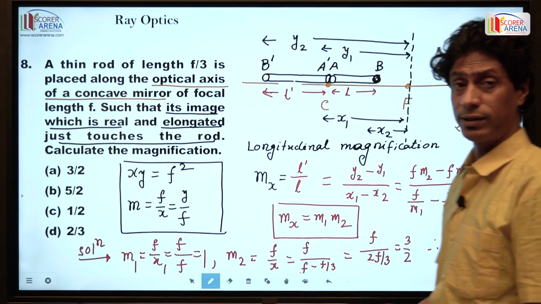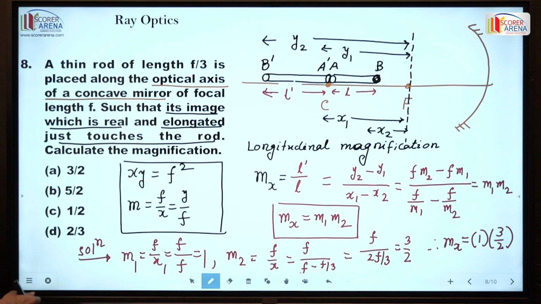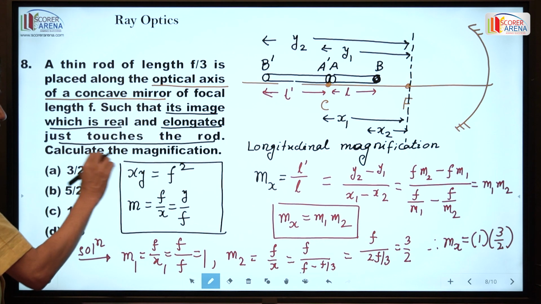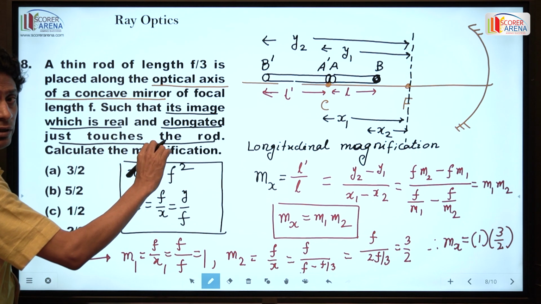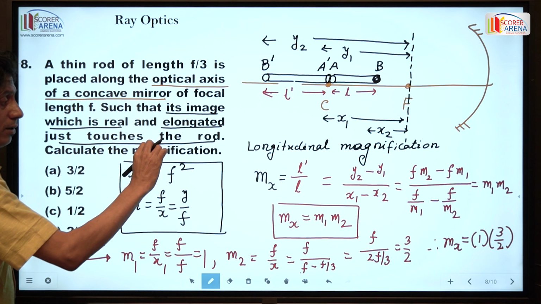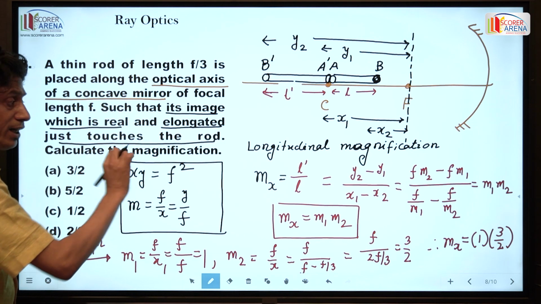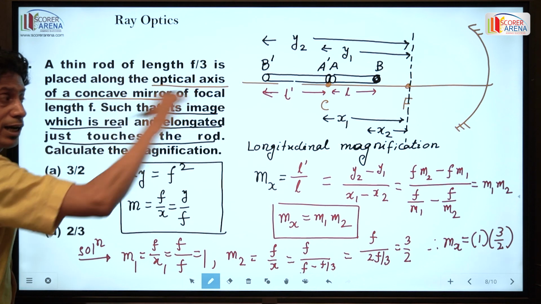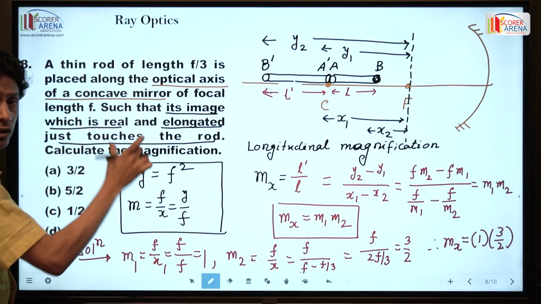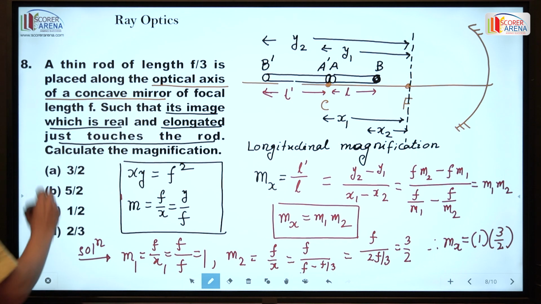So that is the right option here. That is the longitudinal magnification. Since the question is to calculate the magnification, you don't find the linear magnification, because the object is lying along the principal axis. You have to find out the longitudinal magnification. So the right option here is A.